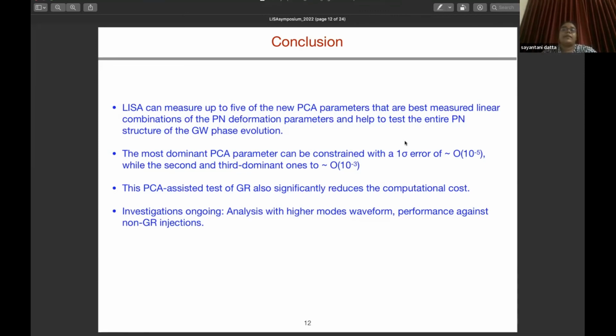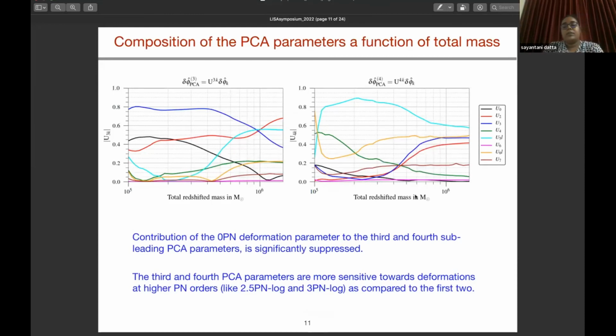There are a few things that I plan to do and is underway. One is analysis with higher modes waveform, because these plots show really more structures as you change the iota and eta. And this is really helpful in getting a sense of where, if we detect, suppose, a deviation from GR with the help of one of these parameters, it gives you a sense of where it is coming from.